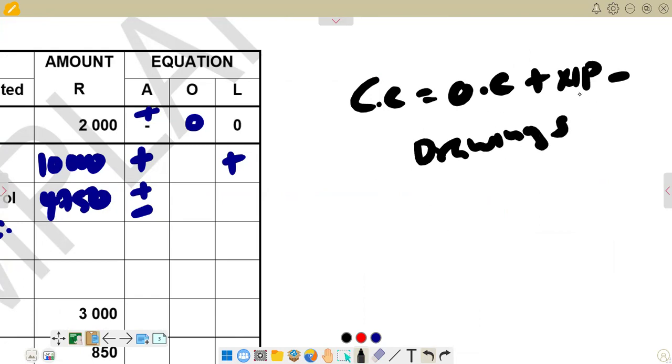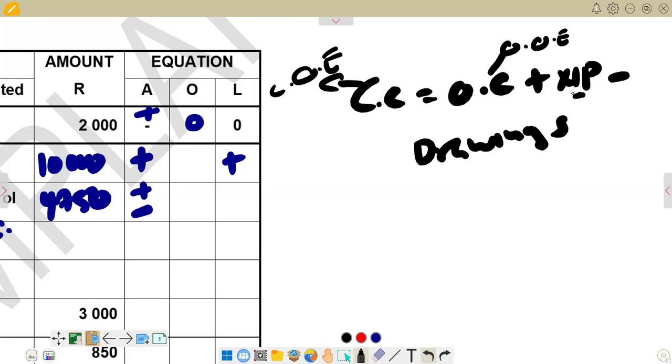So the net profit is going to increase the value that we're going to have for the closing capital. The closing capital is the owner's equity that we are talking about. This is the opening owner's equity figure, and this is the closing owner's equity figure. So this is what we have. When this net profit increases, it increases the value that we are going to have for owner's equity.